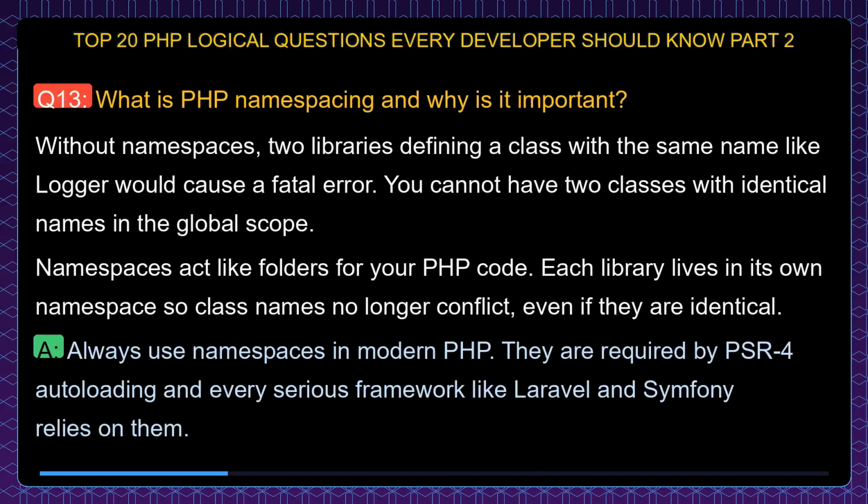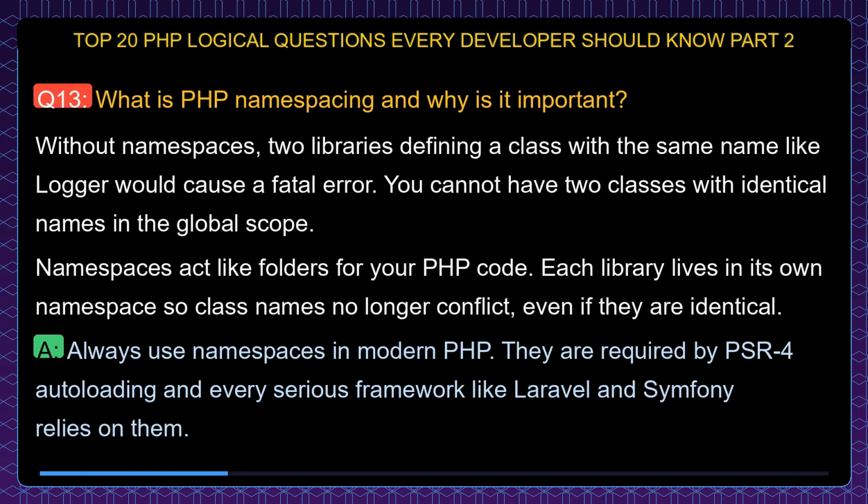Q13. What is PHP namespacing and why is it important? Without namespaces, two libraries defining a class with the same name, like Logger, would cause a fatal error. You cannot have two classes with identical names in the global scope. Namespaces act like folders for your PHP code. Each library lives in its own namespace, so class names no longer conflict, even if they are identical.